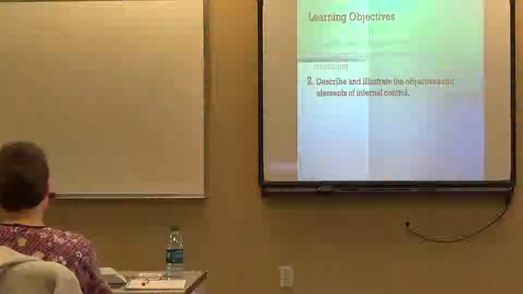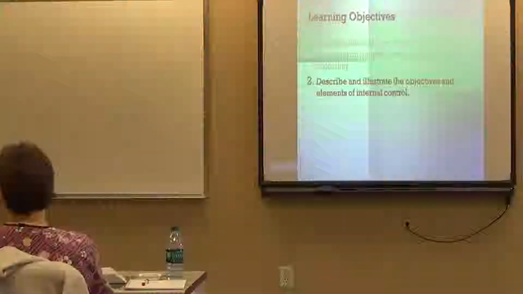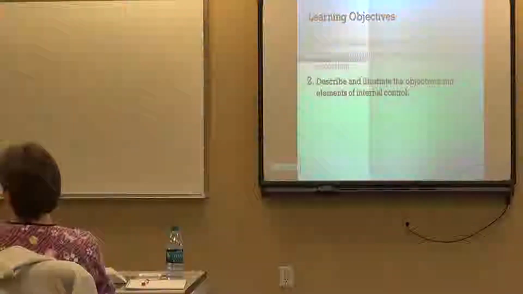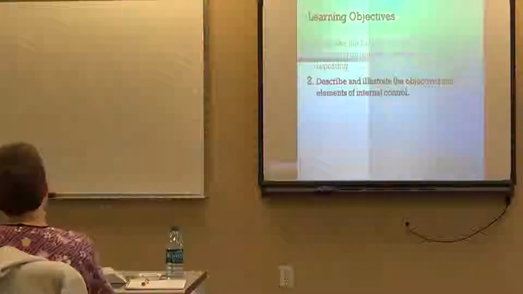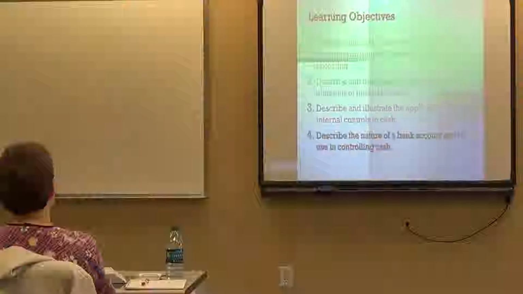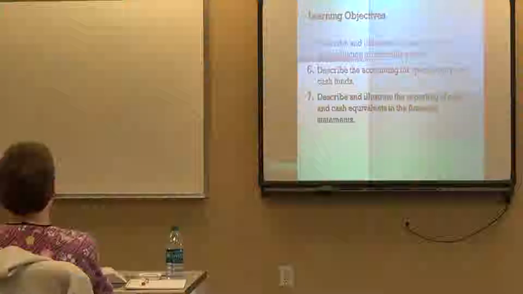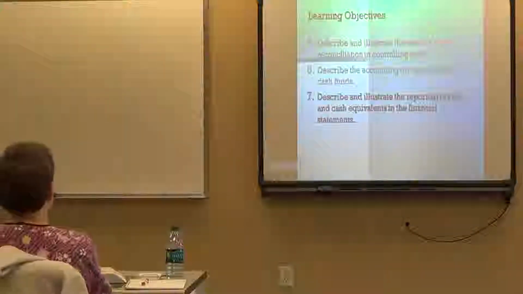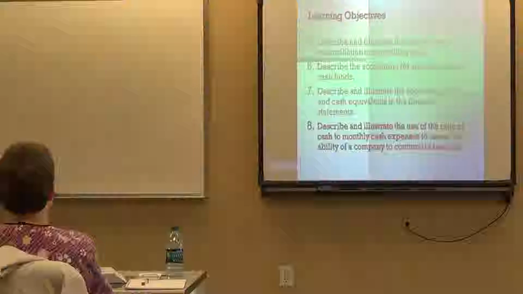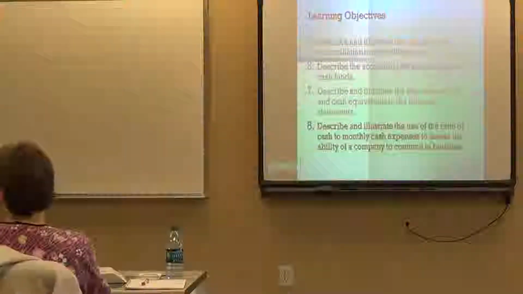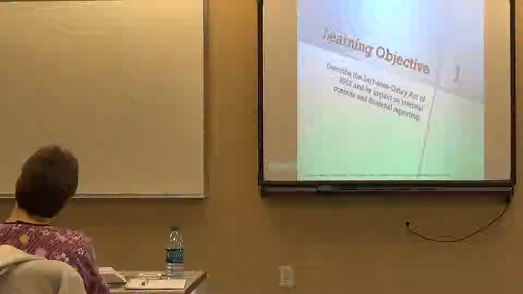And then also internal controls for cash, making sure that there are different controls, separation of duty, those types of things, and the nature of bank accounts and their use in the controlling of cash, how that's done. So we'll also talk about reconciliation of cash, controlling that, and then the special purpose cash funds, those types of things. And then we'll illustrate cash equivalents in the financial statements, where those cash equivalents are. And then finally, we'll talk about the cash expense, the access, and the ability of companies to continue to use cash in the business, the ratios thereof of cash.